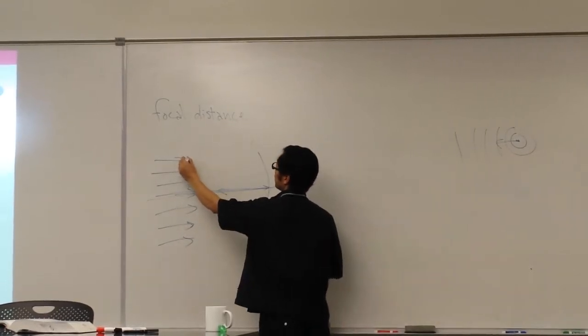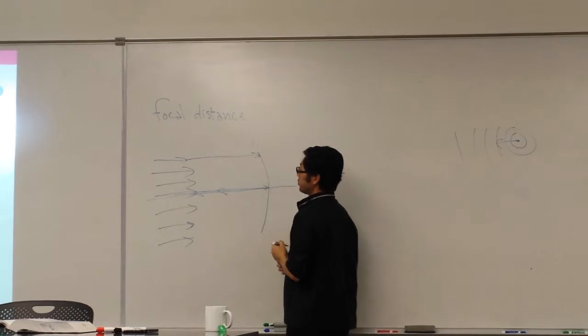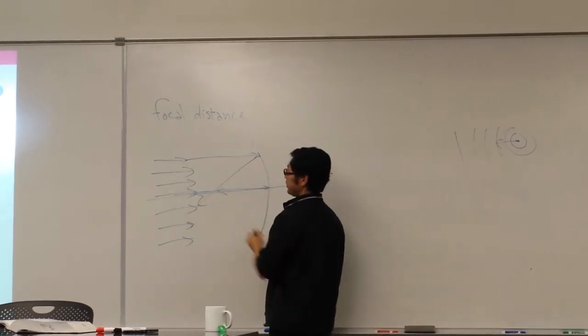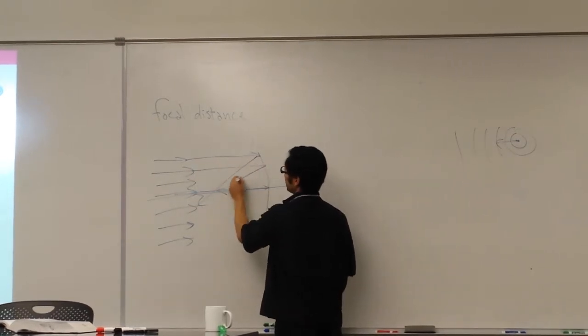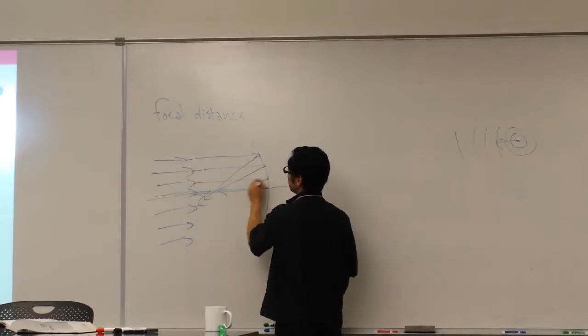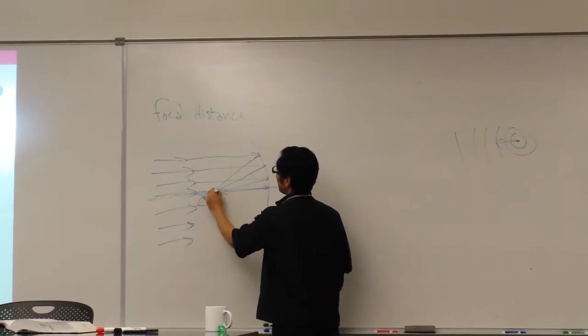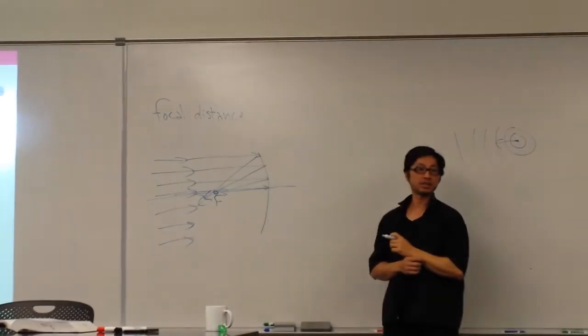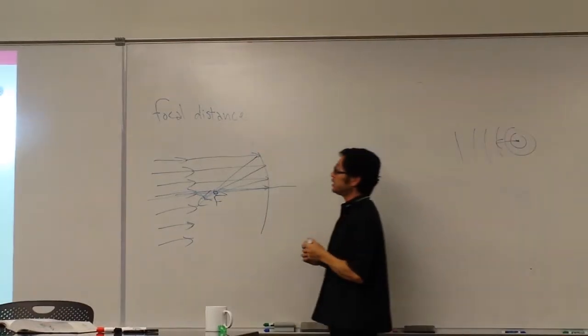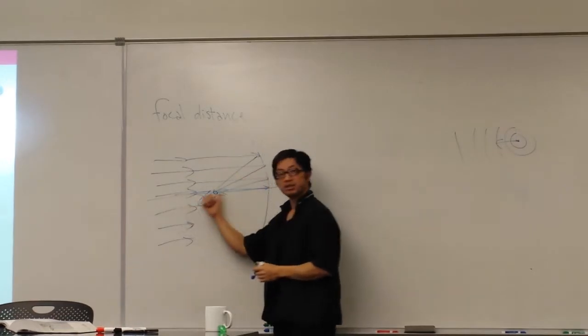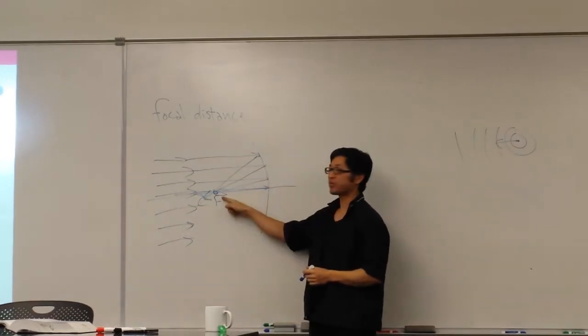And then the one that's up here is going to come down this way, and the one that's over here is going to come down this way, and so on and so forth. And they will all converge right here at your focal distance. So anytime you have parallel rays parallel to the primary axis, it has to come back through the focal distance.